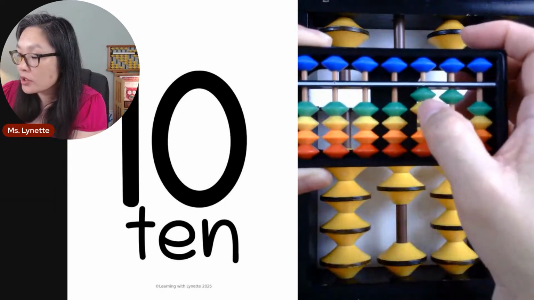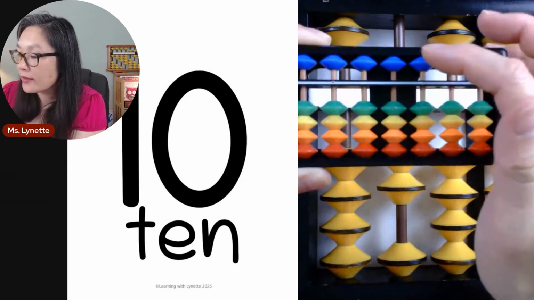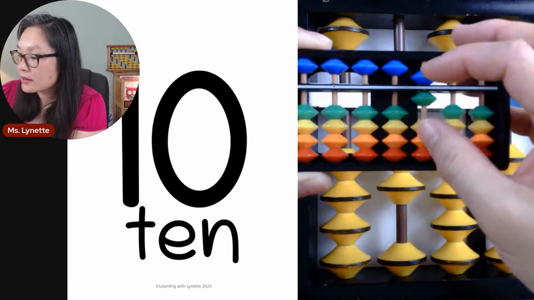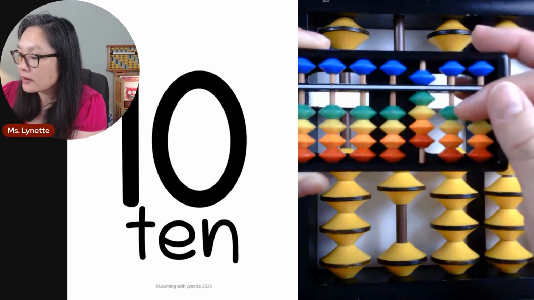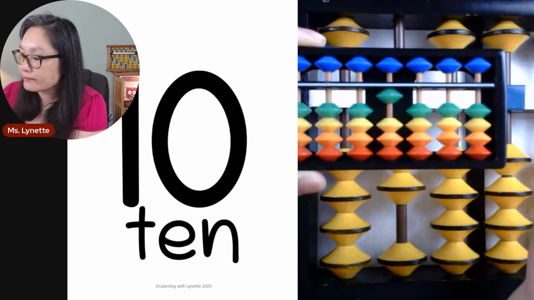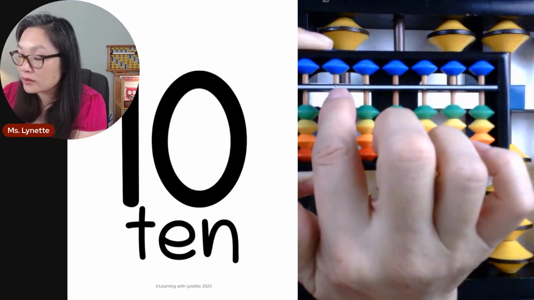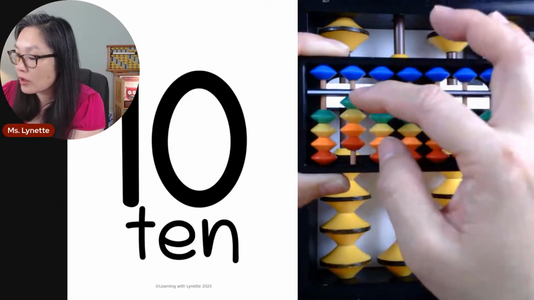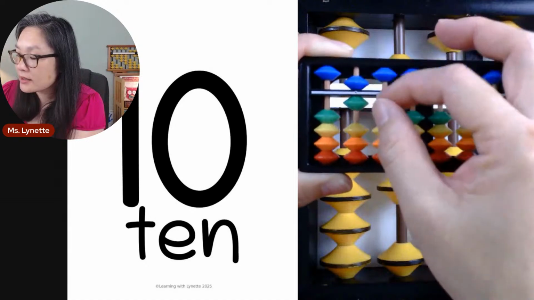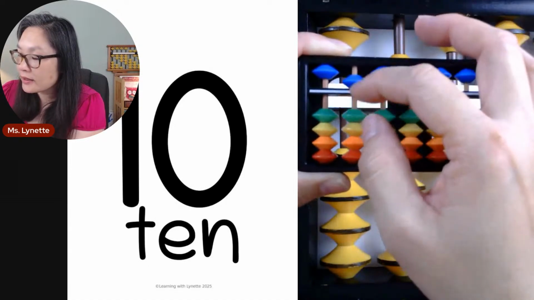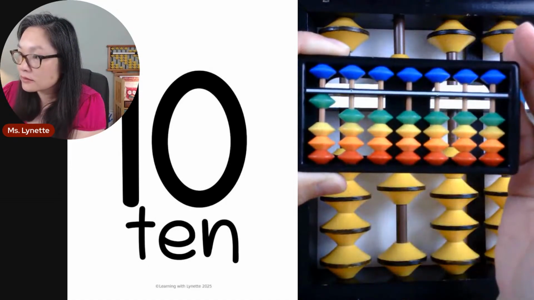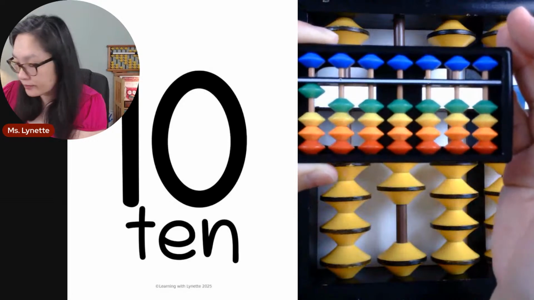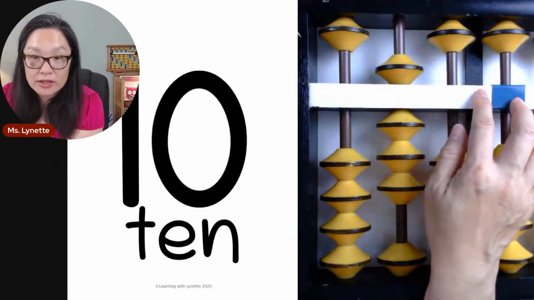When we count 1, 2, 3, 4, and then 5, 6, 7, 8, 9, and then 10. You could use this dot over here. You could do 1, 2, 3, 4, and then 5, 6, 7, 8, 9, and then 10. You could do that. Not a problem. So we're back to here on the teacher's abacus.